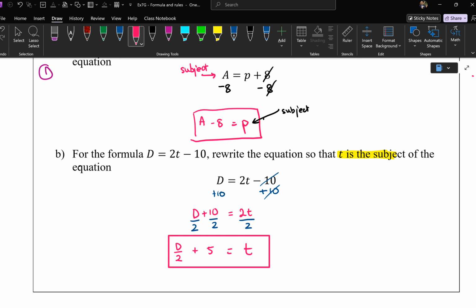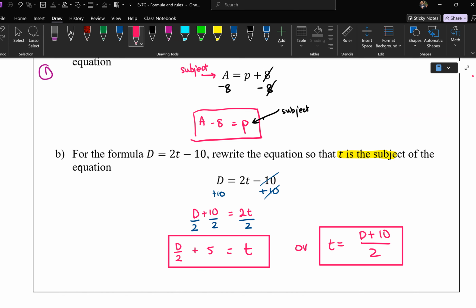All right, let's check your answers. Can I get a show of hands who got this? Either you got this or you had T equals D plus 10 over 2. Both is the same answer. Hands up if you got this. D plus 5? Yeah. Almost. So you just missed out on this bit.